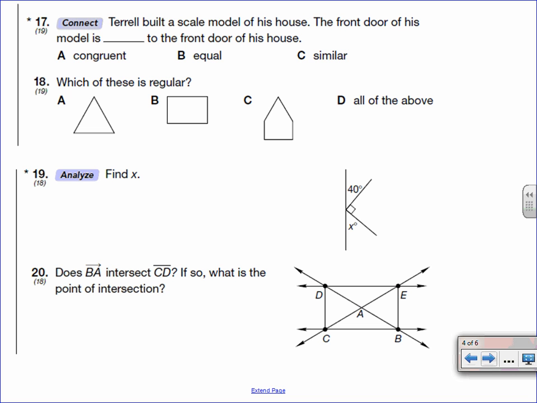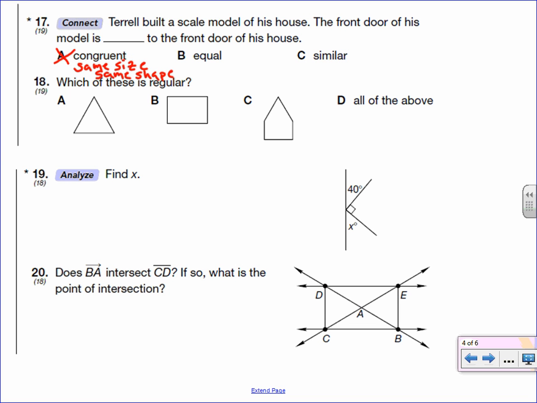Terrell built a scale model of his house. The front door of the model is congruent, equal, or similar to the front door of his house. Well, when people build scale models of houses, they're typically smaller than that. So congruent would mean they are the same size and same shape. So if he's building a scale model, then it would be exactly the same size as his house. So he would be building another house, which is not really the case, because it's not going to be the same size. He wants it to be smaller.